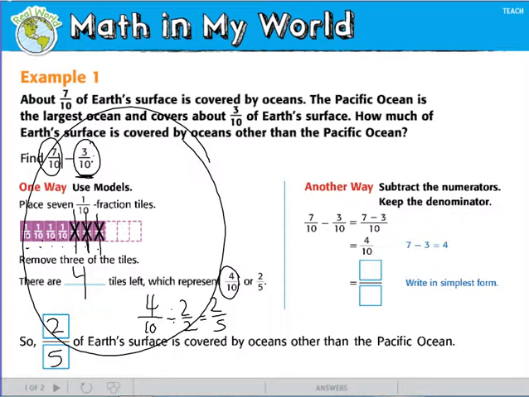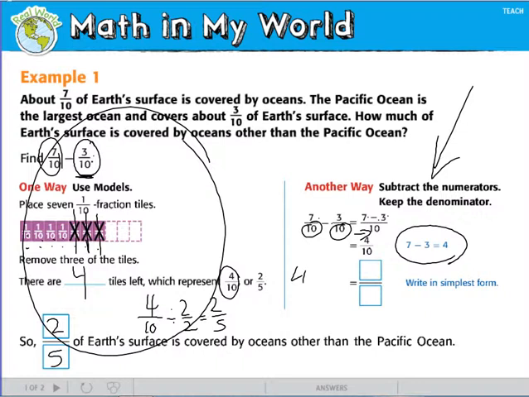The way we're going to do our math homework tonight is right over here. We're going to subtract the numerators and keep the denominators. Our denominator is 10, so we move 10 over. We have 7 subtract 3, which equals 4, which is right here. So now we have 4/10.